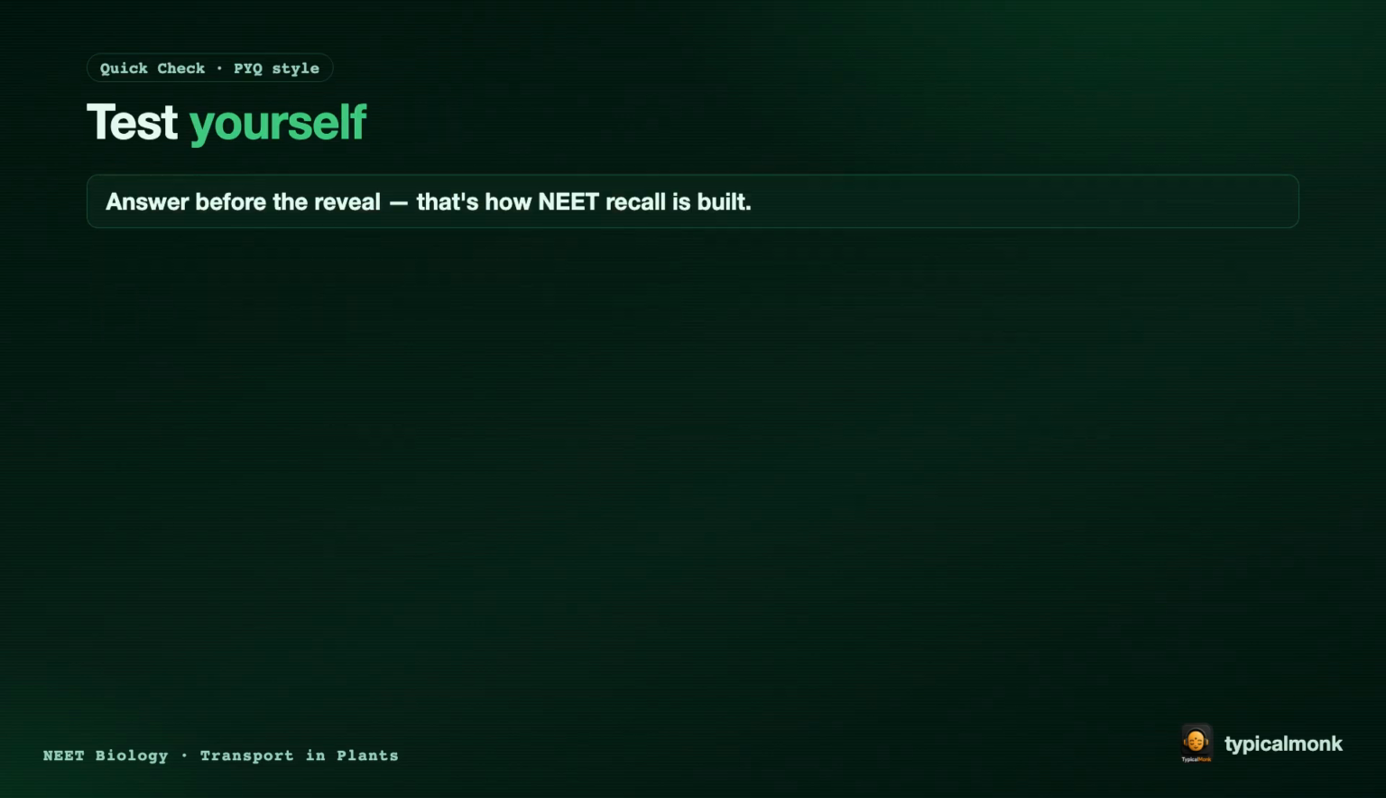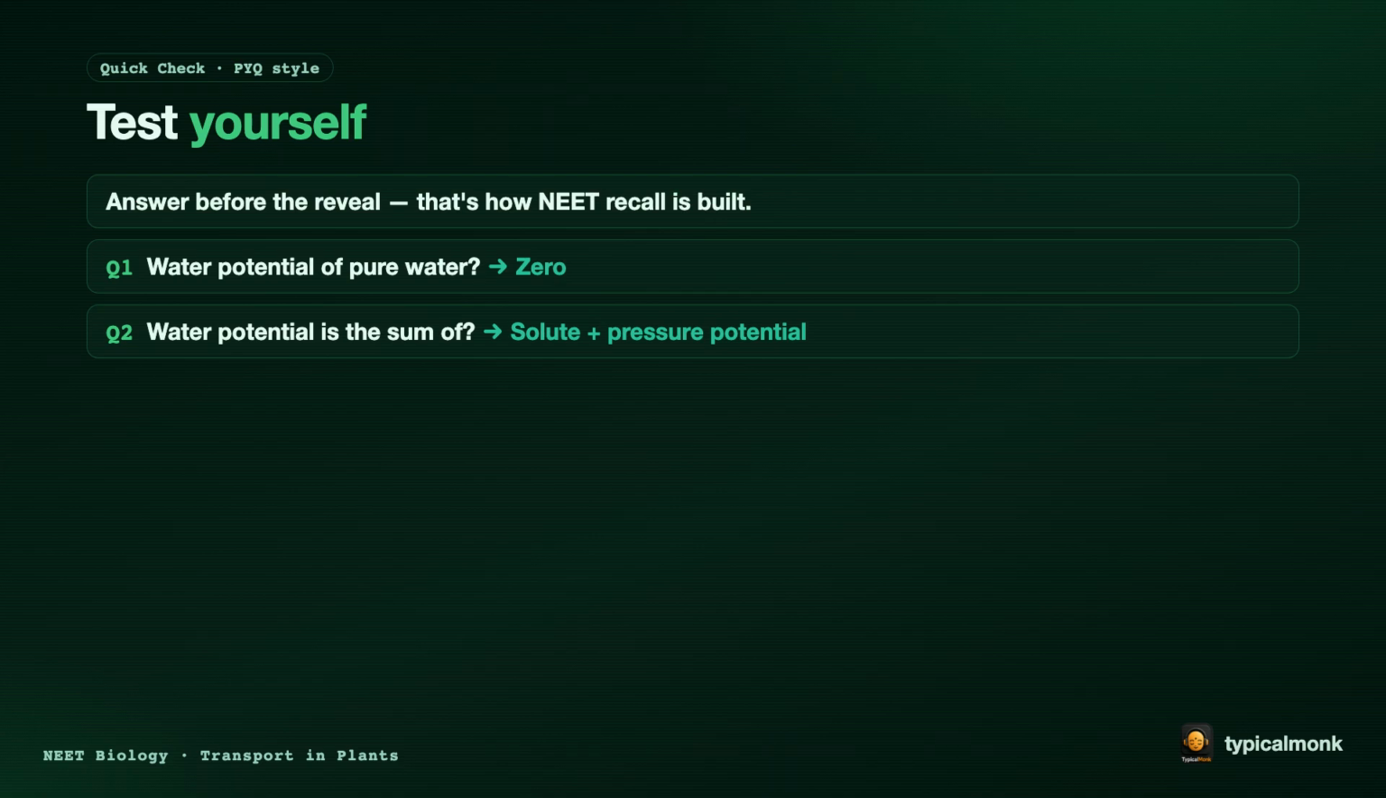Now test yourself. Answer each one before it appears. Answer before the reveal. That is how strong NEET recall is built. Question 1. Water potential of pure water. The answer: 0.